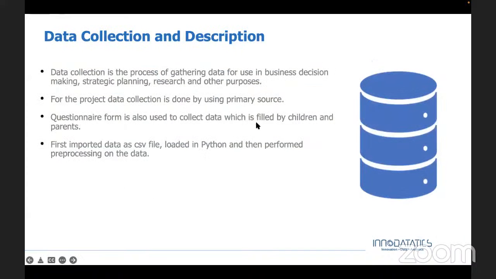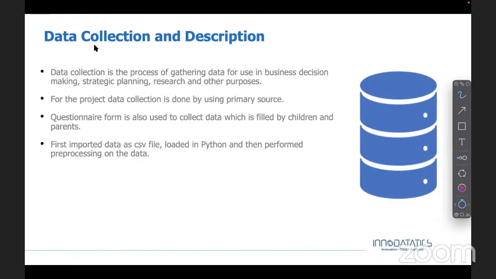So, data collection. Data collection is one of the very important steps, and mostly in projects, when you collect the data, it would be using a secondary source.